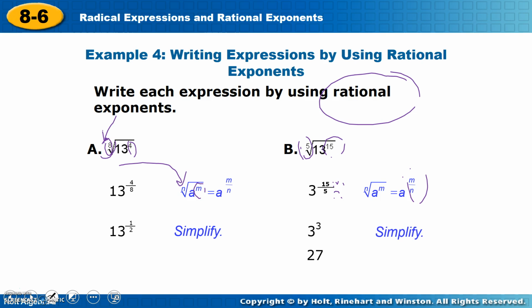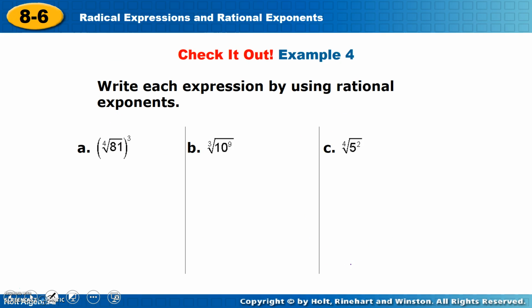And then look what we can do with this one. We know that we can take 15 over 5, which is 3, and you can actually go one step further on this one. Well, what is 3 squared? 3 squared is 27. So let's try these. Once you stop the video, try these, and then turn the video back on, and we'll go over the answers.